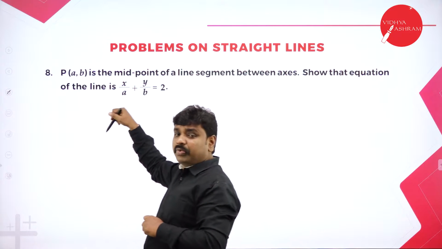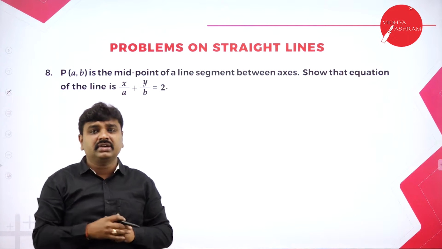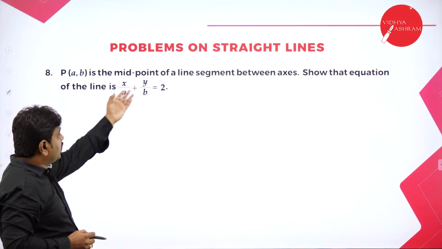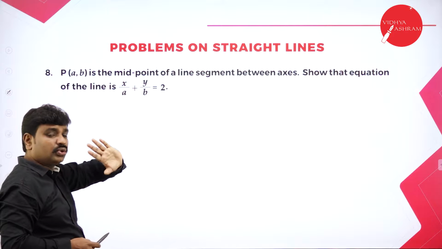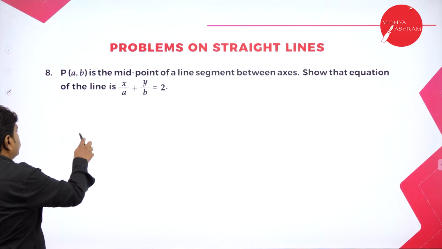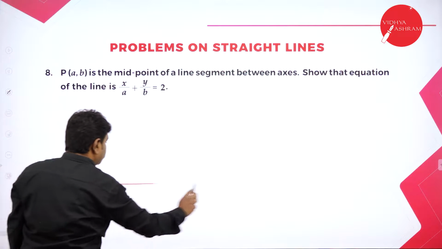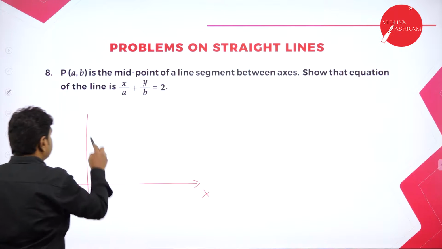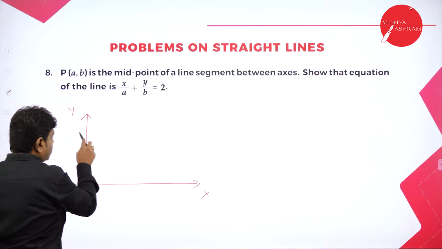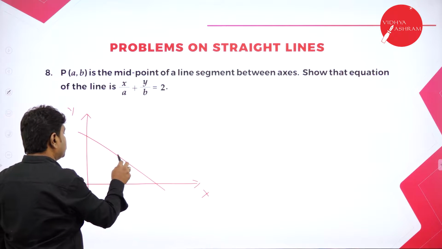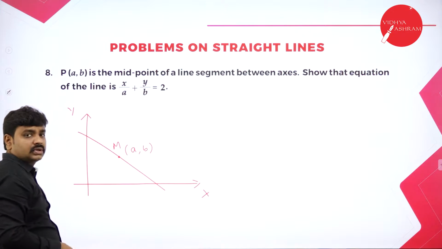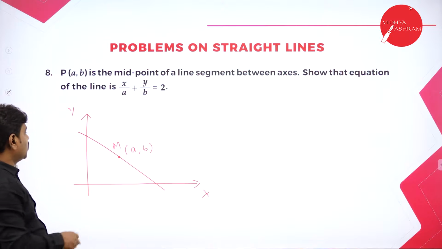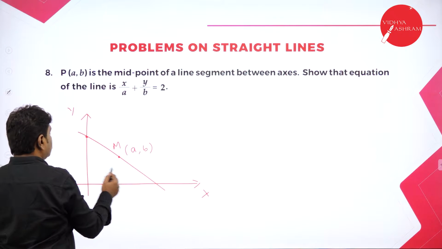They gave AB is the midpoint of the line joining the axes. Show that the line equation is x by a plus y by b equal to 2, which is what they want you to find. So now let me draw a line. This is x-axis and this is y-axis, and the line is cutting the axes, and the midpoint they gave is a comma b. Midpoint is AB, and line is cutting x-intercept and y-intercept.